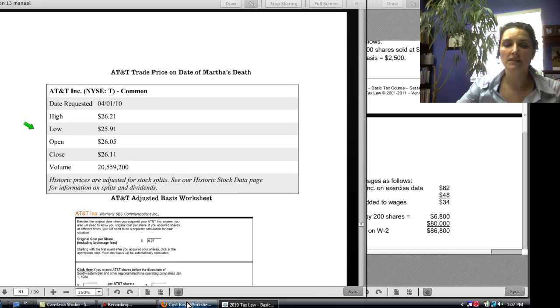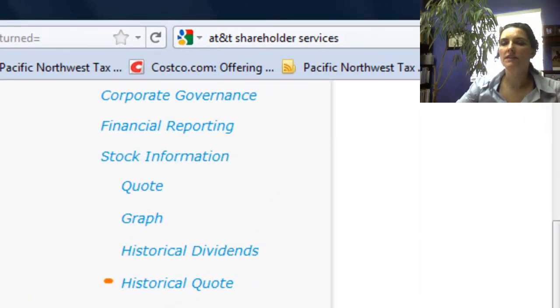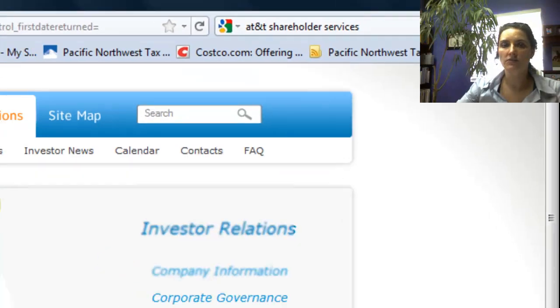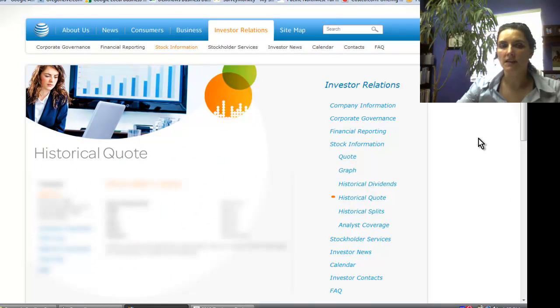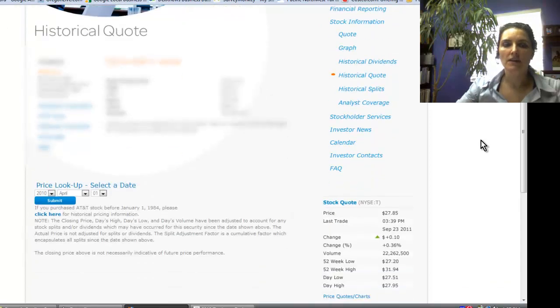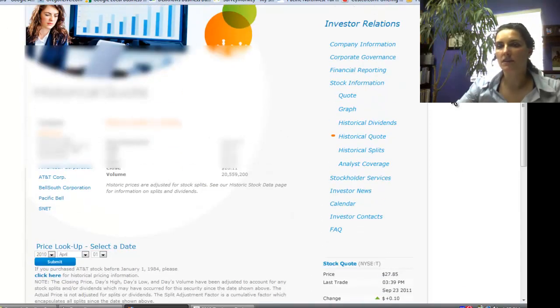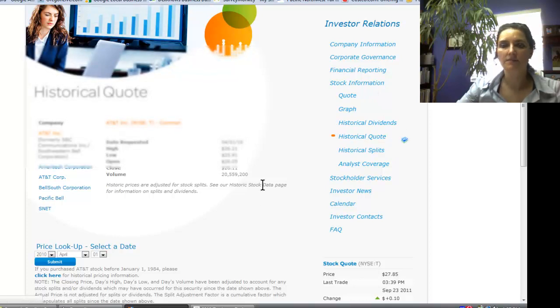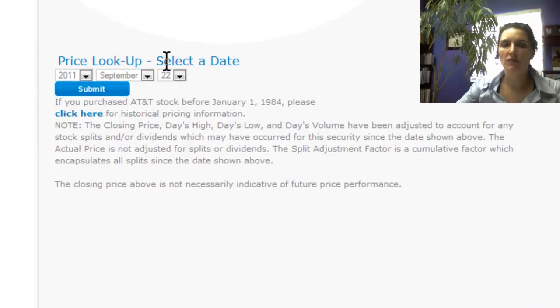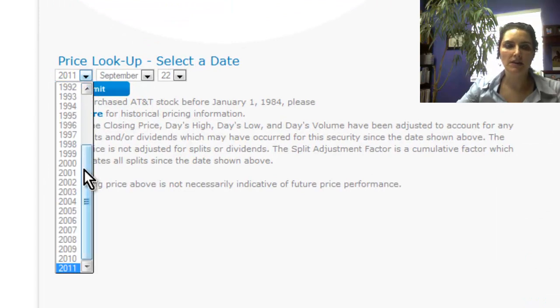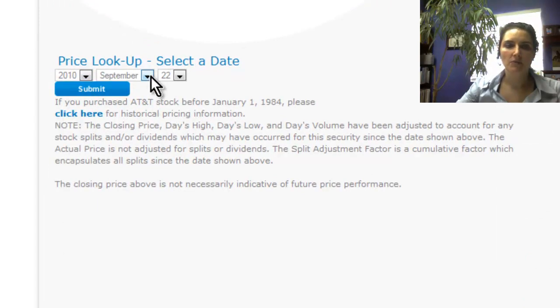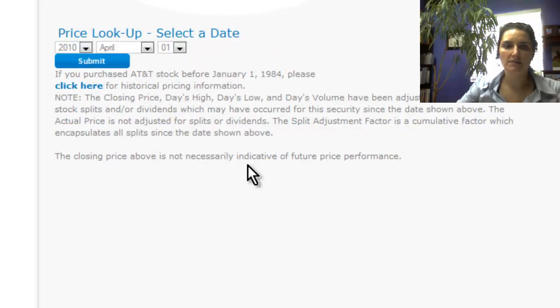Well, let's go to the internet and find it. So I went to the AT&T website, and I just did a search engine for AT&T shareholder services, and I arrived on this site. And then what I look for is basically information on stock, and here we have historical quotes, so I clicked on that. Then I scroll down the screen, and I come to price lookup, select a date. So this is where I entered 2010. We went with April 1st, and click submit.